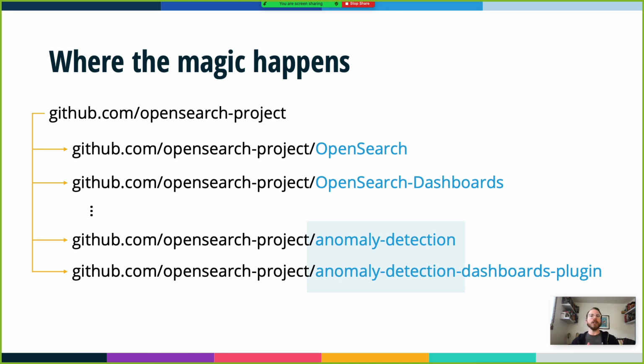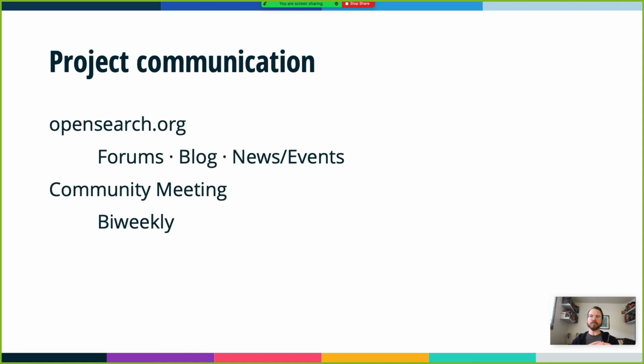So let's talk a little bit about how the other kind of non-mechanical parts happen and the project communication occurs. So opensearch.org is our website. From opensearch.org, you can find a link to our forums and as well to our blog. And then you also have lists of news and events as well.